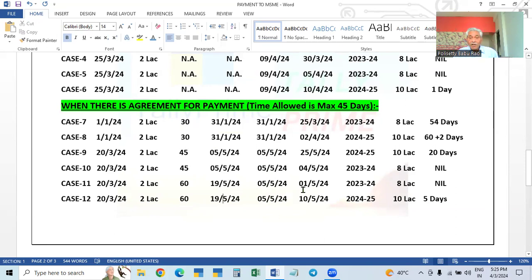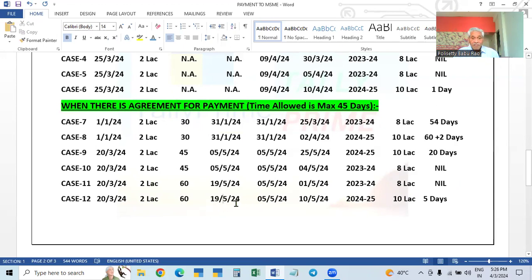And it is paid on 1st May. So the due date is 5th May in the next financial year. Still it is paid in the next financial year, but before the due date. So this is not disallowed. It will be allowed in the same year, and tax is paid on 8 lakhs only. And there will be no interest because it is paid before the due date.